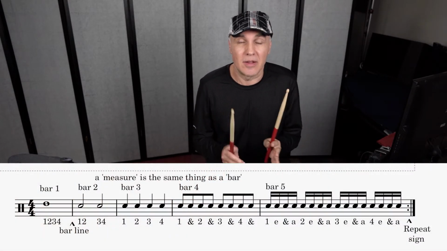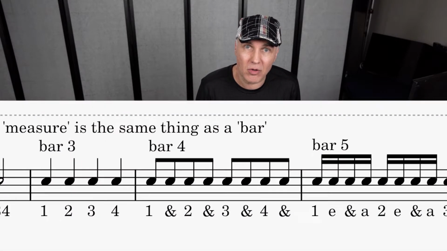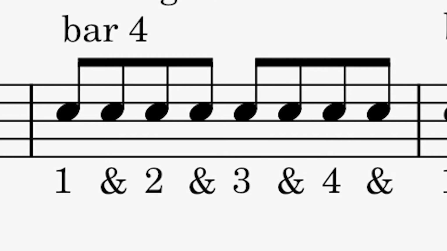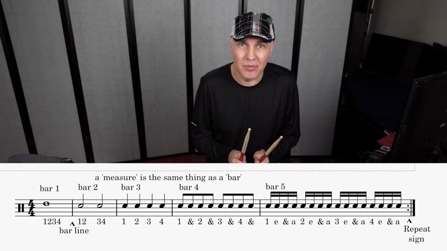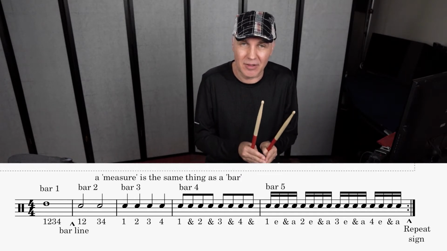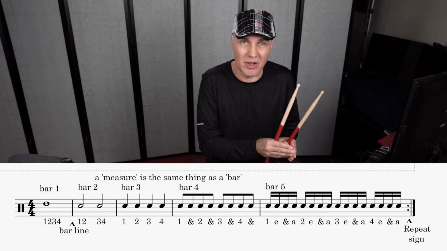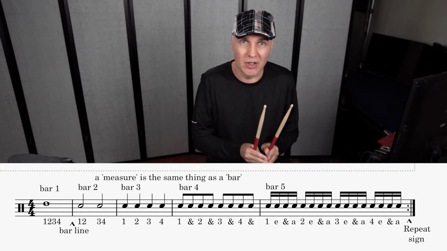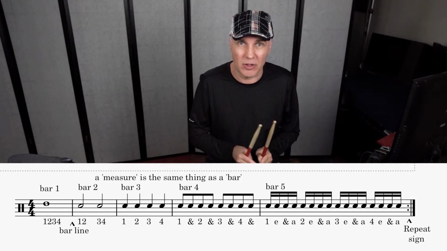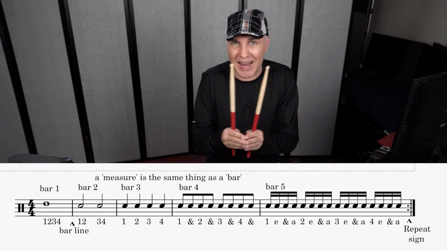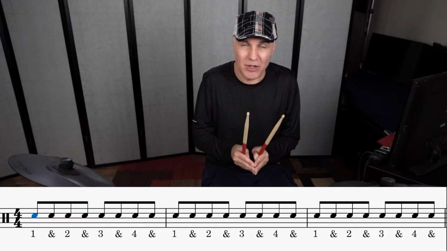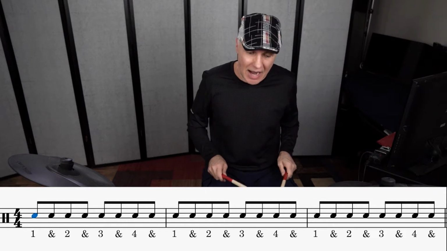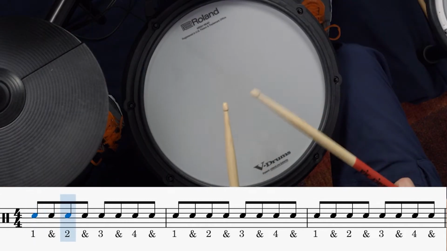The next note value are called eighth notes. An eighth note gets half a beat. So if you see the pattern developing, the whole note, we double that to 2 half notes. We double that to 4 quarter notes. Now we double that to 8 eighth notes. There are 8 eighth notes in a measure in 4/4 time, and they're counted 1 and 2 and 3 and 4 and.